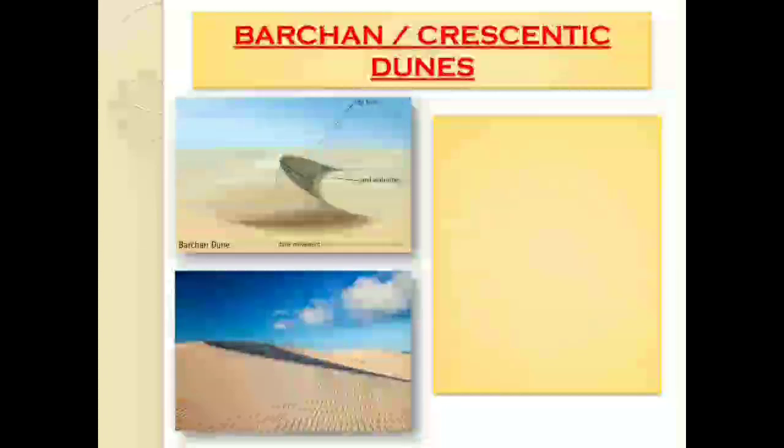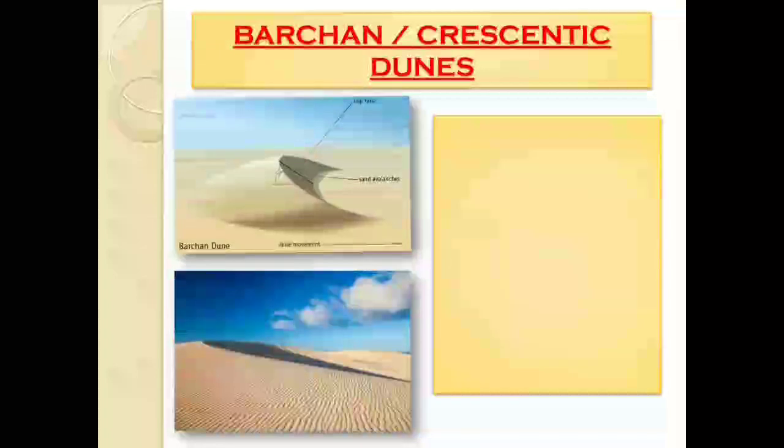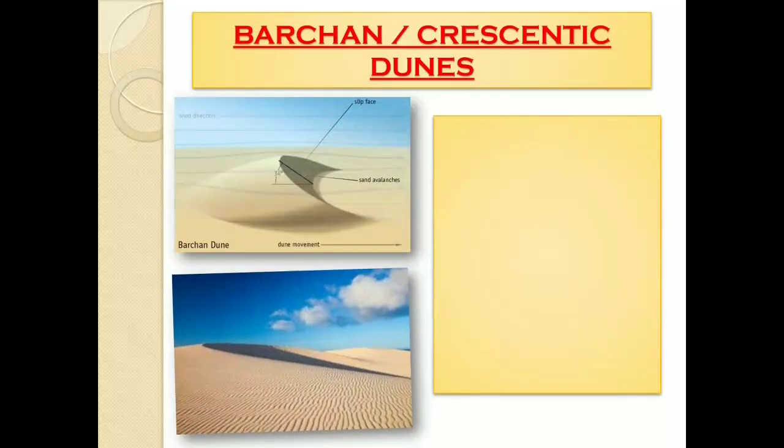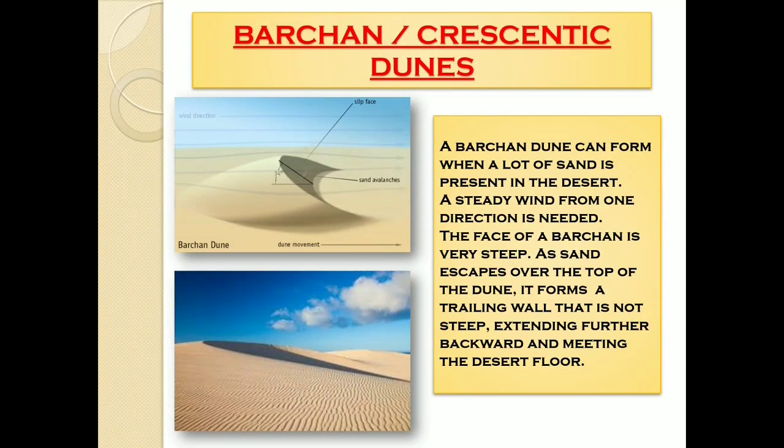Barchan or crescentic dunes. You can see a picture of a barchan dune. A barchan dune can form when a lot of sand is present in the desert. A steady wind from one direction is needed. The face of a barchan is very steep. As sand escapes over the top of the dune, it forms a trailing wall that is not steep, extending further backward and meeting the desert floor.